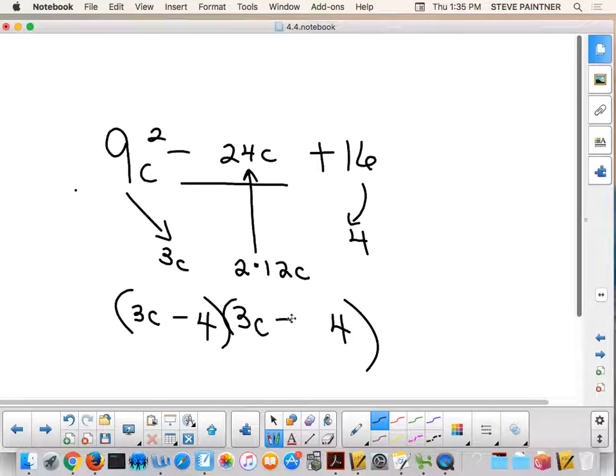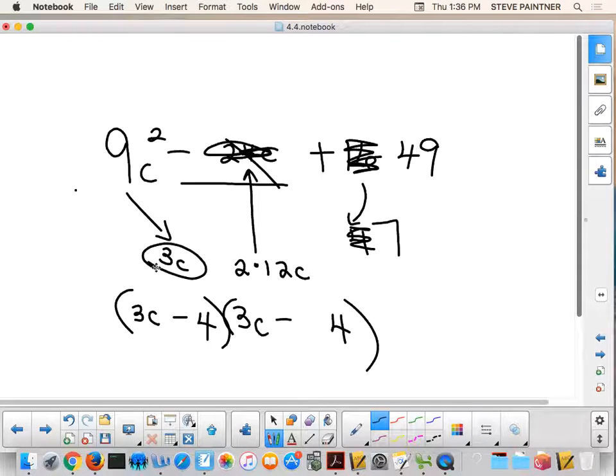Should we do one more? Let me make that a 49. Just tell me what that has to be. Think means in your head. What is the square root of this? 7. And 7 times 3c is 21c. Double 21c. That would have to be 42c to be your best friend.